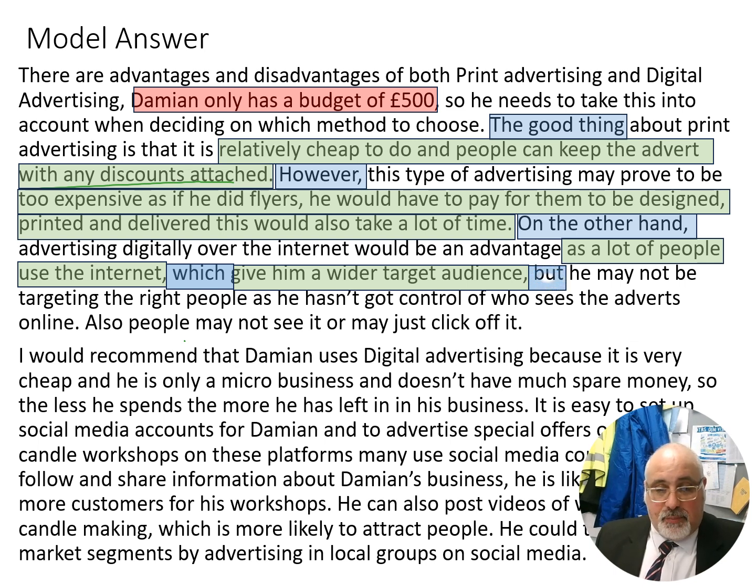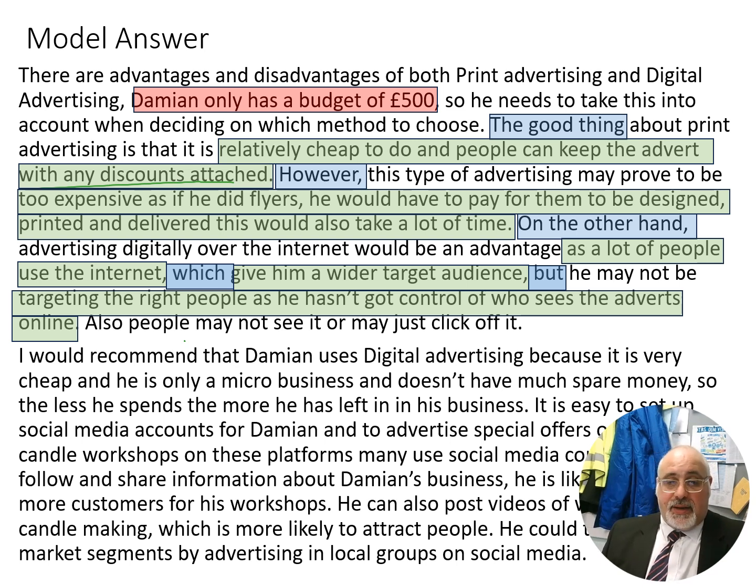Another connective, but, which means the second mark for advertising digitally is now coming. He may not be targeting the right people, as he hasn't got control over who sees the adverts online. So therefore, again contextualised, he doesn't have any control, major disadvantage, he may be wasting the money because not the right people are seeing it. That's a major disadvantage of advertising digitally. So that's 4 marks there.